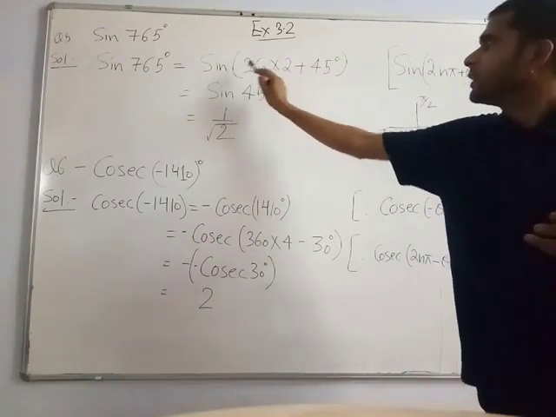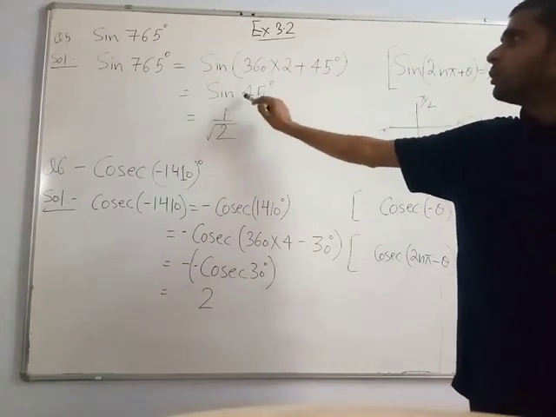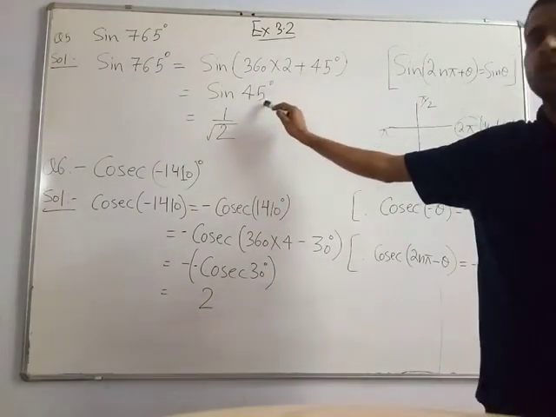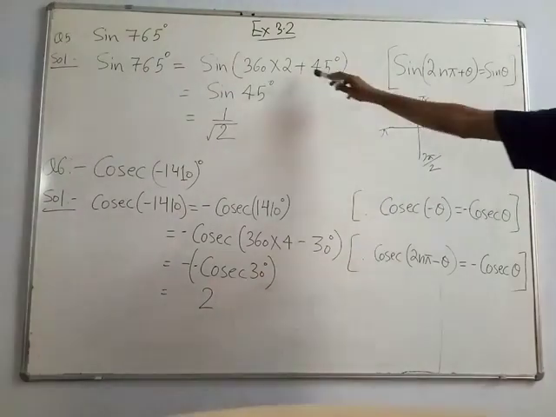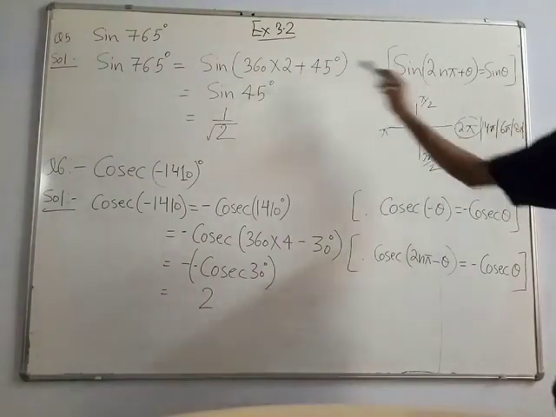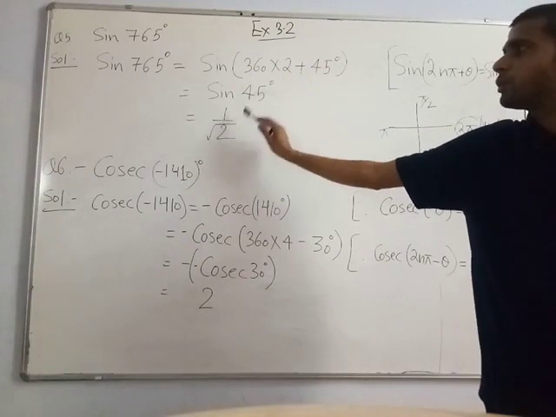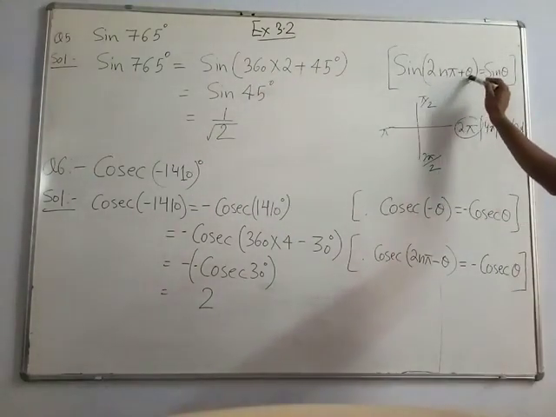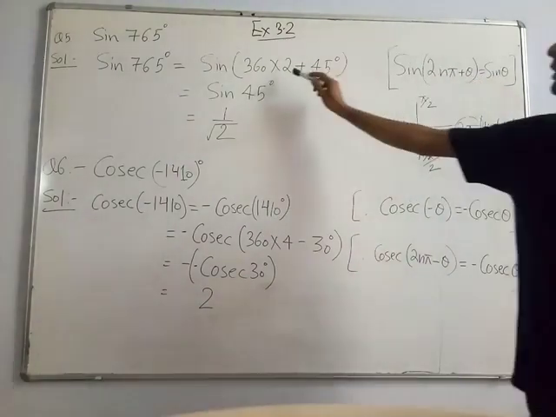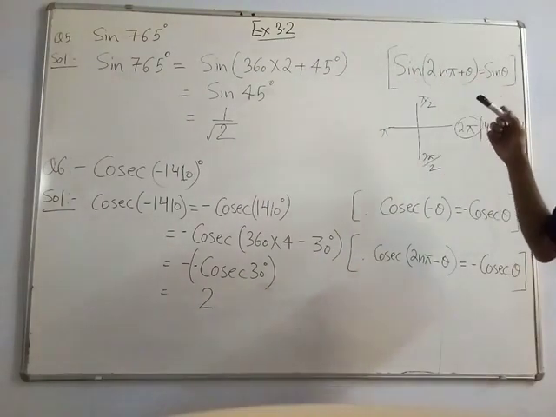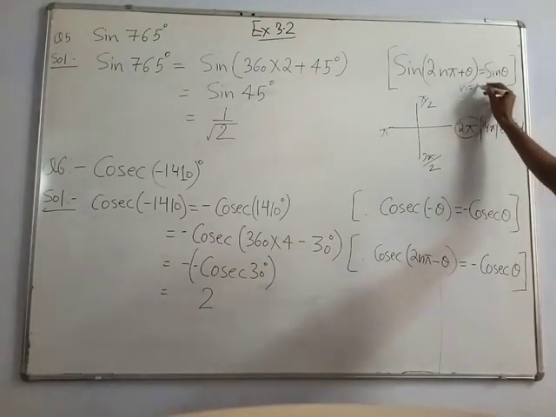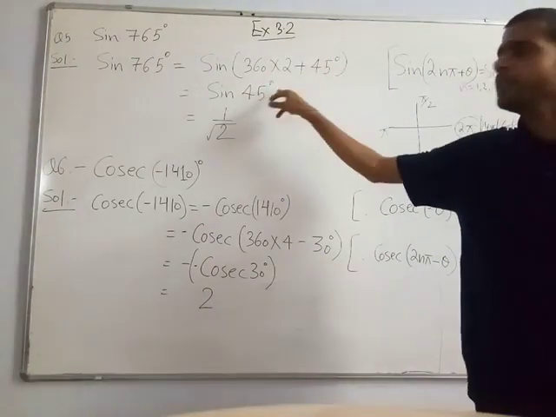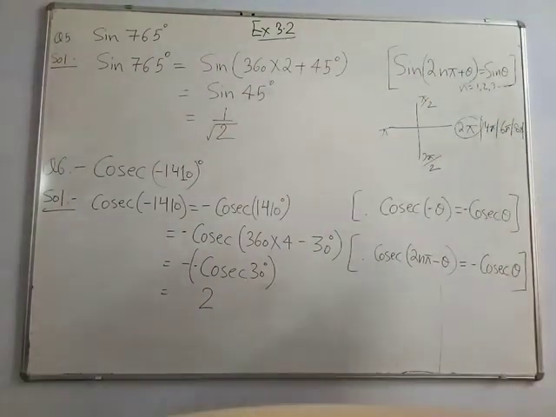So sin 360 means 2 into 2, 4 pi plus 45. So 4 pi plus 45 means sin 45, because plus 45 means first quadrant, and sin is positive in the first quadrant. Sin 45 means 1 upon root 2. What is the value of sin 45? 1 upon root 2. Sin of 2n pi plus theta, where n is 1, 2, 3 and so on, and theta is 45. So sin 45 is 1 upon root 2.